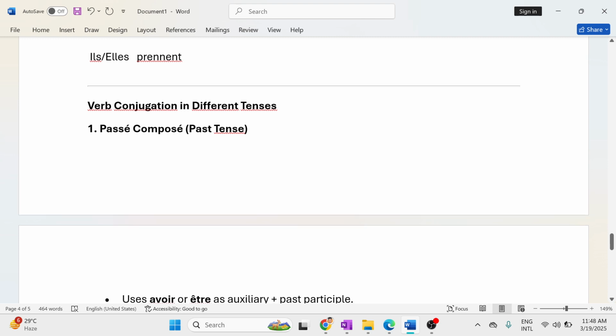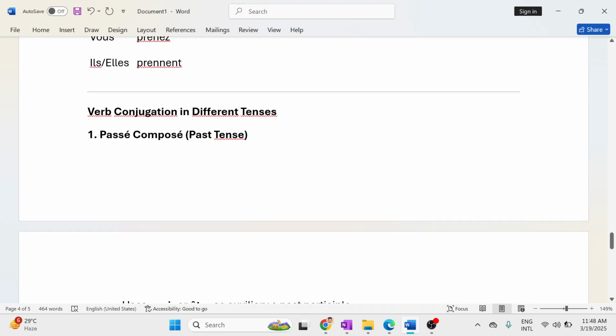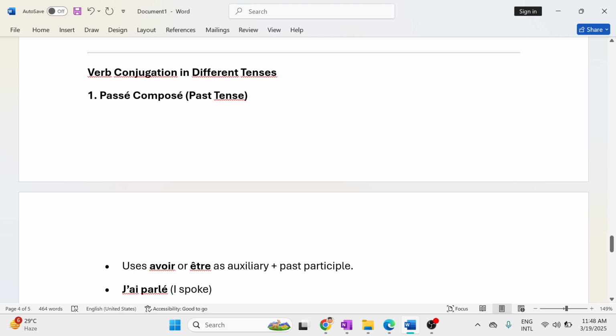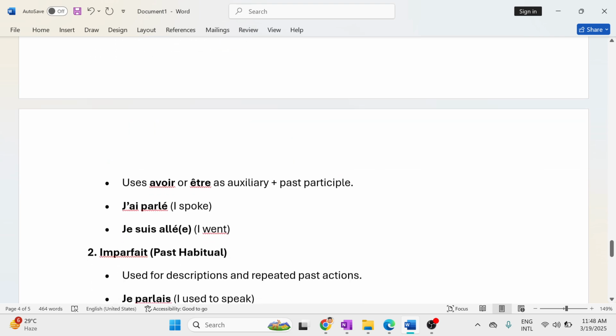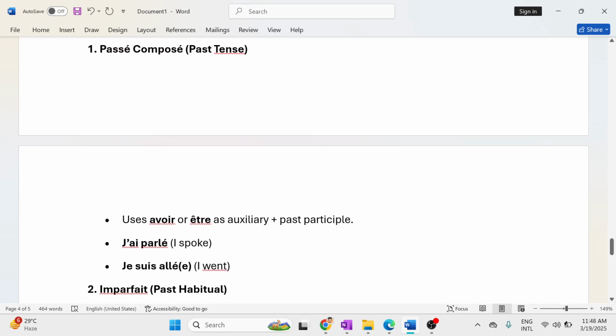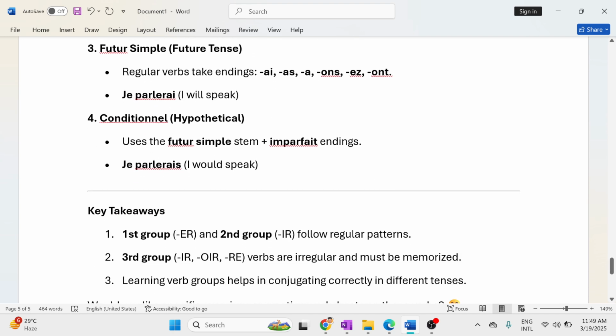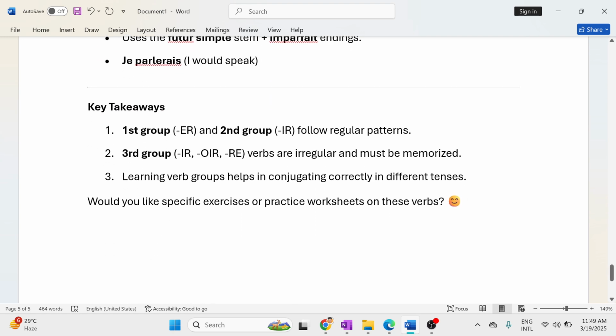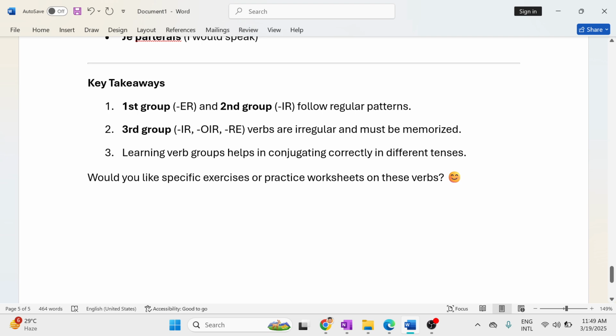Different verbs may have different types of tenses, and that's what we are not doing right now. We are just sticking to the present. We are not doing passé composé or imparfait. Those are future tenses that we'll be doing. What is the takeaway? What we learned with the conjugation? What is the idea?